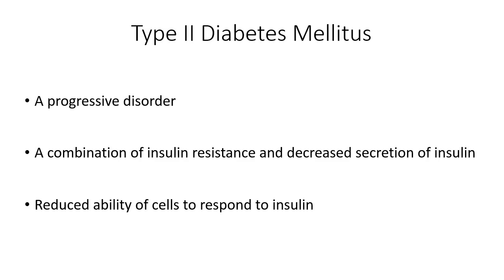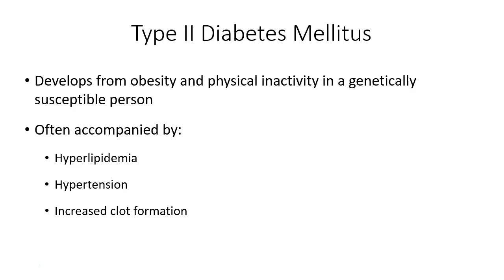So for type 2 diabetes, it is a progressive disorder. It's a combination of insulin resistance and a decreased secretion of insulin. It's a reduced ability of cells to respond to insulin. So for this person, it's usually an older adult. They have the ability to produce some insulin, but not enough for what their body size or what they're consuming. And they also may produce the insulin, but it just doesn't react the way it should. And again, this is usually older adults.